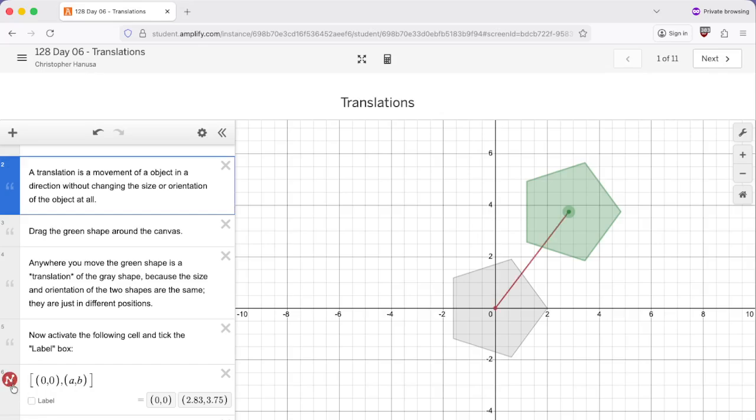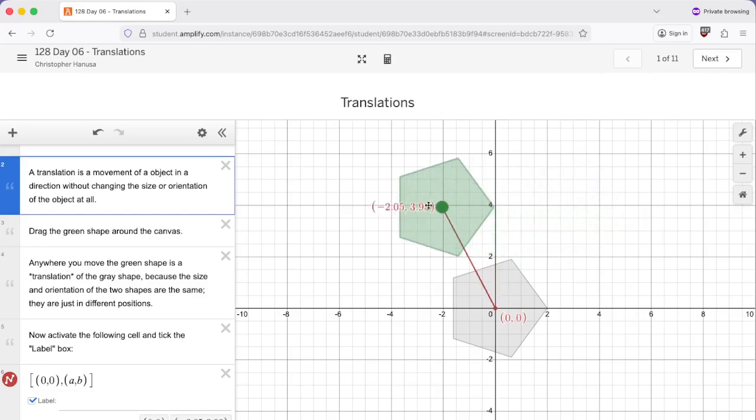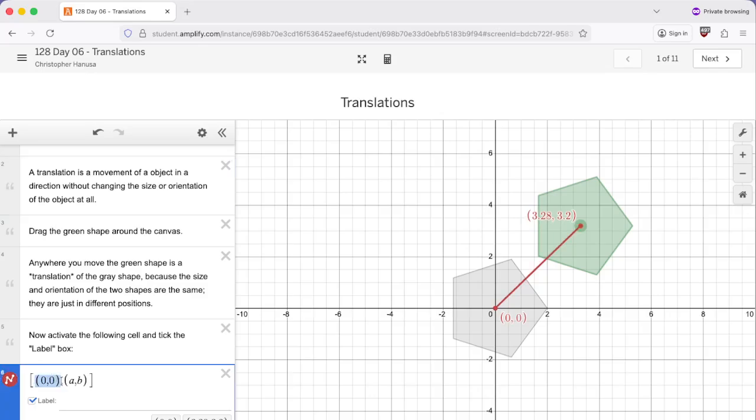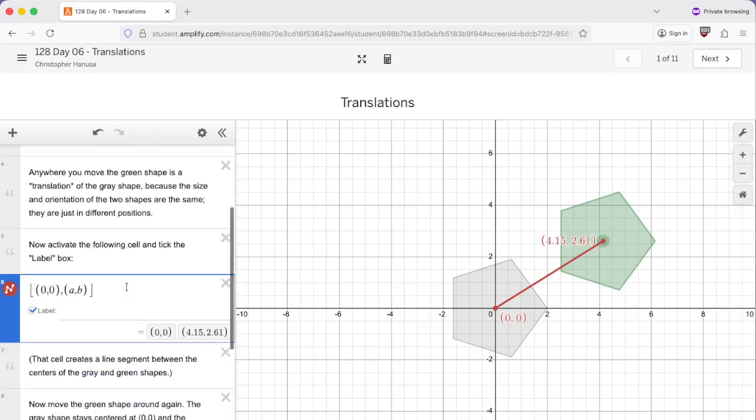So let's click here and let's click the label. You can see here that there's a line segment between these 2 points, 0, 0 and AB, and 0, 0 is staying the same, but AB is changing. We're now at 4.15, 2.61.